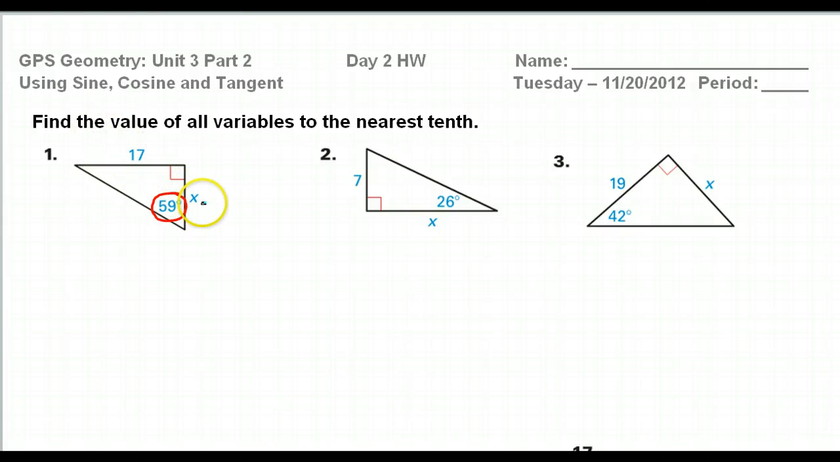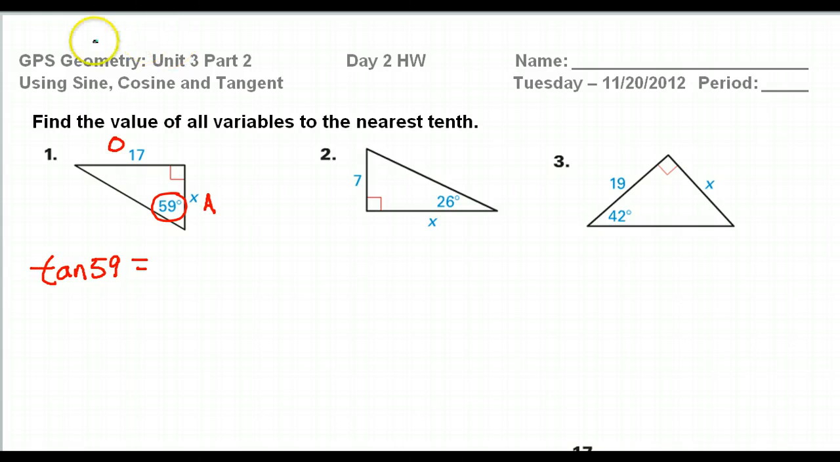So there's the 59. Are either of these the hypotenuse? No. This x is the adjacent leg, and this 17 is the opposite leg. Opposite and adjacent. Which trig function is that? That is the tangent function. So we're going to go like this, tangent 59.